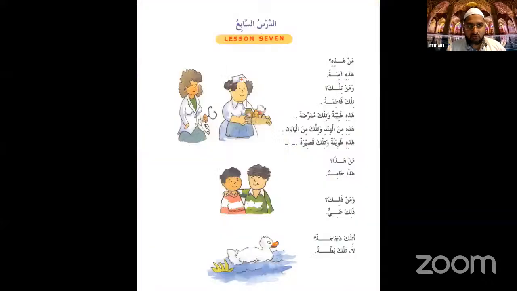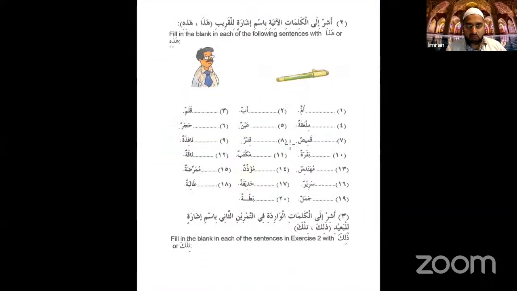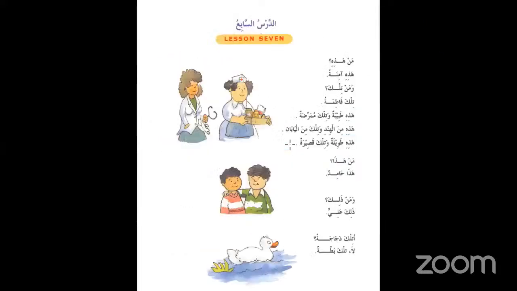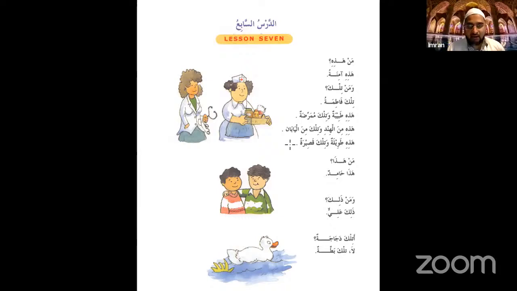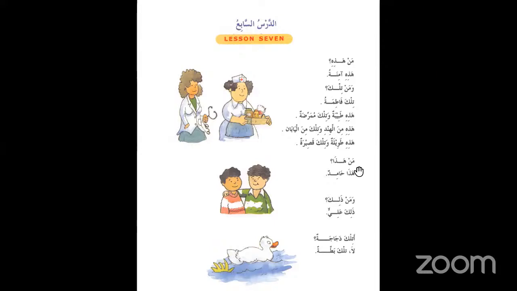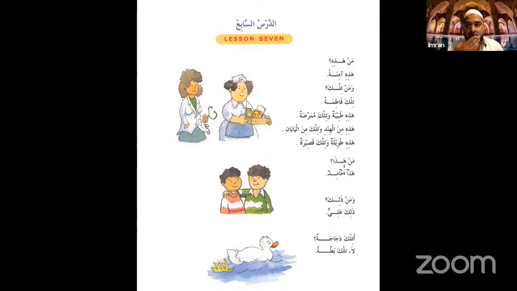And then I need to finish in time. Lesson number 7 is about tilka, and tilka is that. So hada and hadihi mean this, and tilka is for that, female. So we say tilka Fatimatu, that is Fatima. And if we want to point towards a masculine person who's slightly further away, we use dhalika.